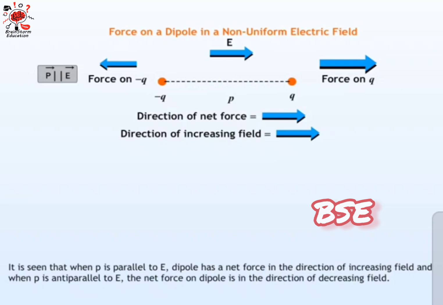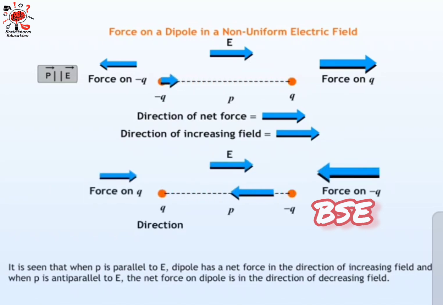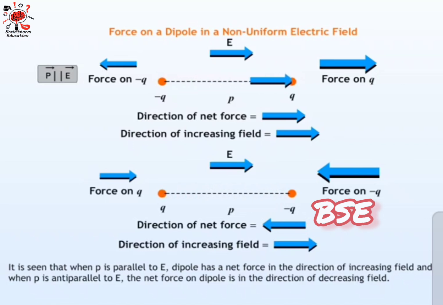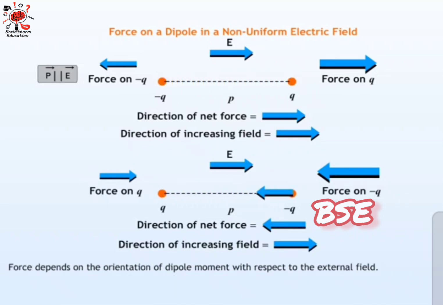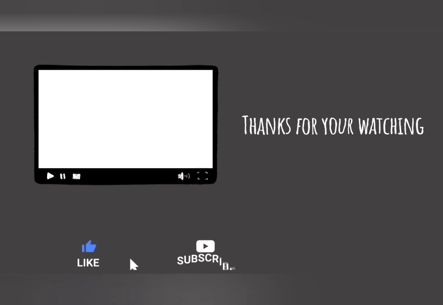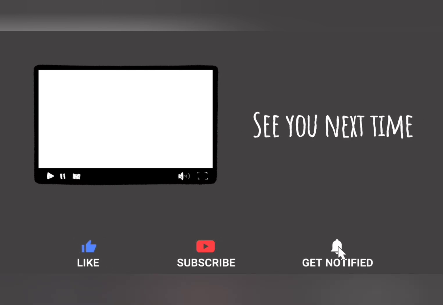It is seen that when P is parallel to E, the dipole has a net force in the direction of the increasing field, and when P is anti-parallel to E, the net force on the dipole is in the direction of the decreasing field. The force depends on the orientation of the dipole moment with respect to that of the external field.